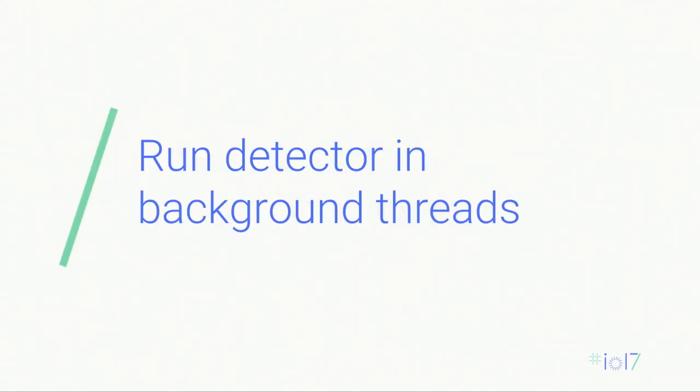Now that you know how to use the API, here are some tips about how to make best use of the API. The first tip we have is to always run the detector in background threads. This is because the latency of these three APIs is higher than 16 milliseconds. So if you put it in a UI thread, your UI will be laggy, and you will have a very bad user experience.